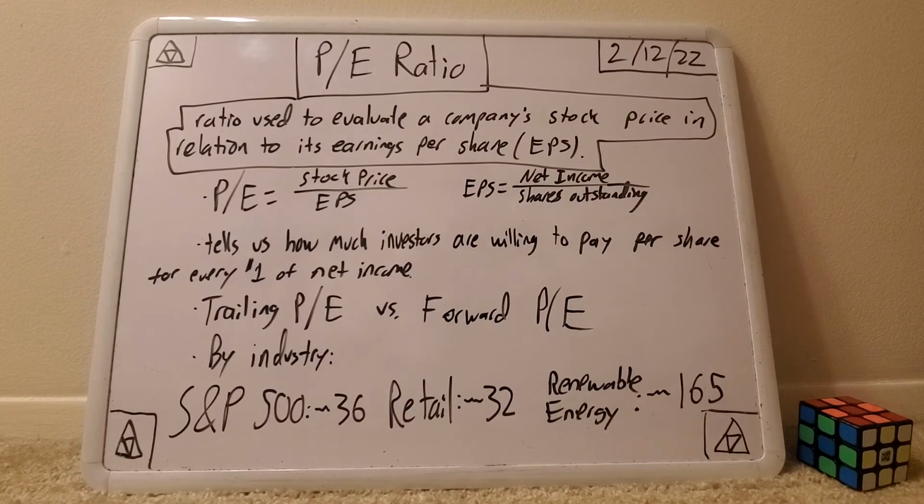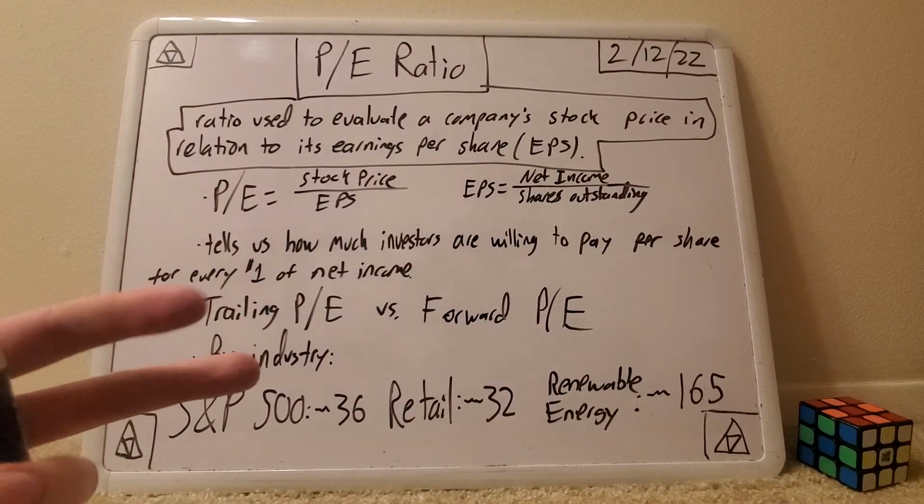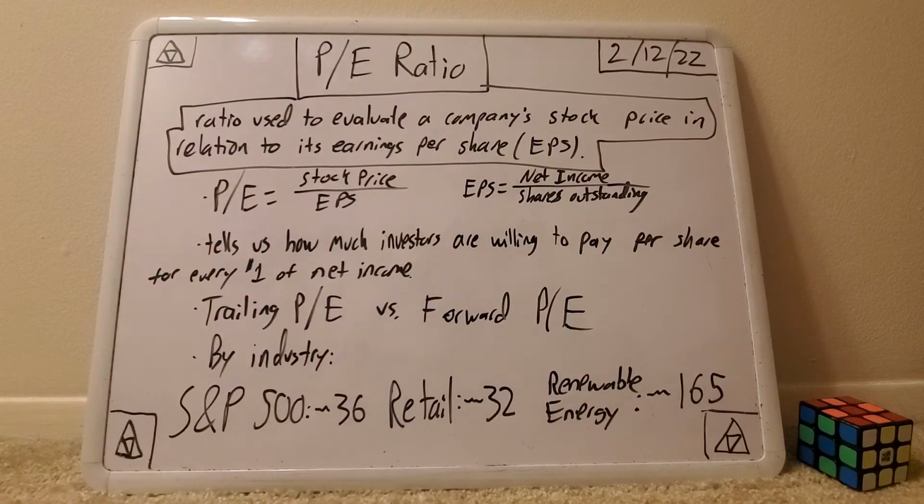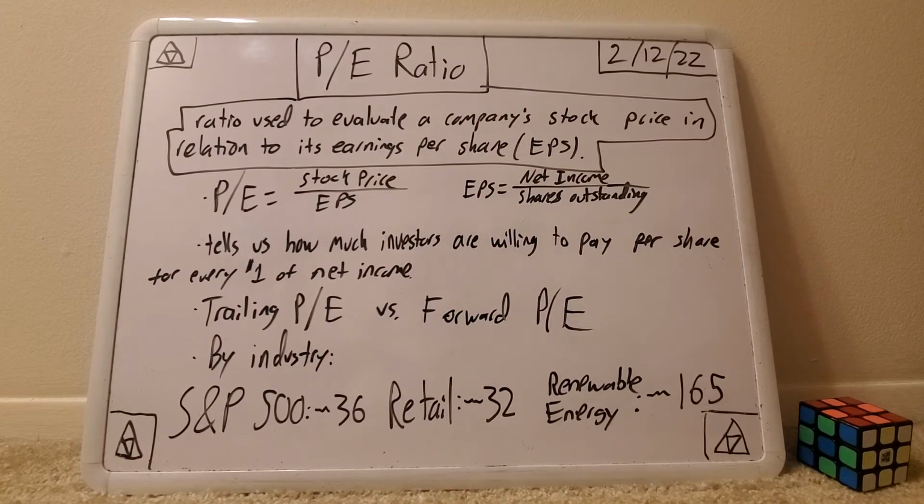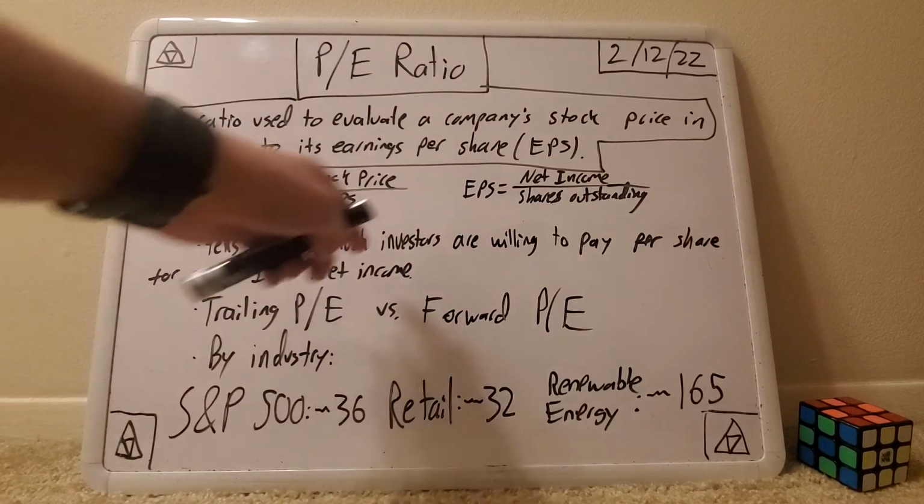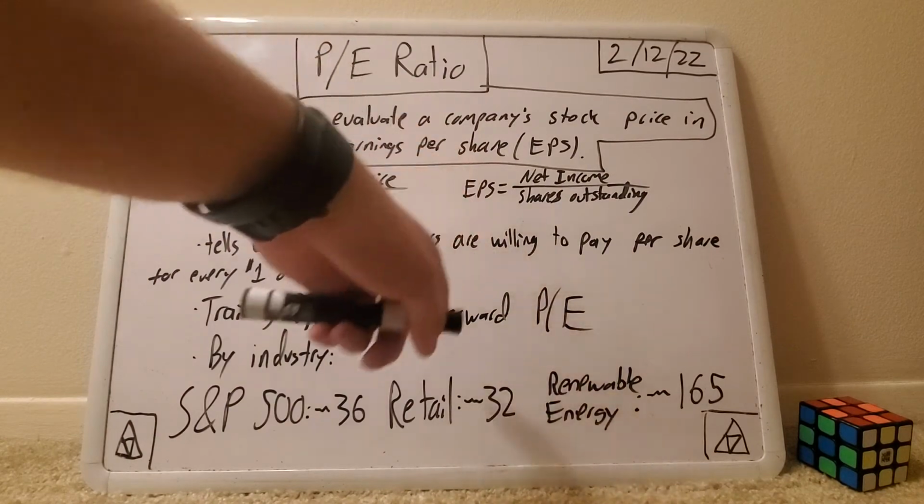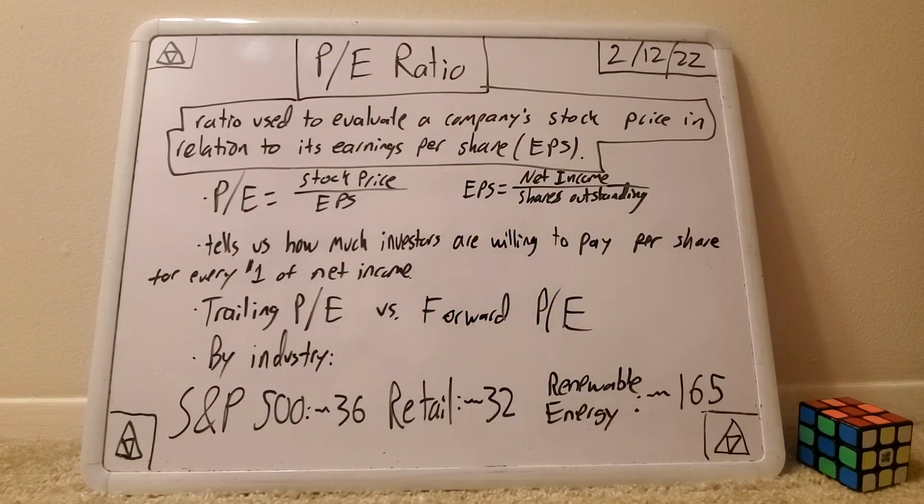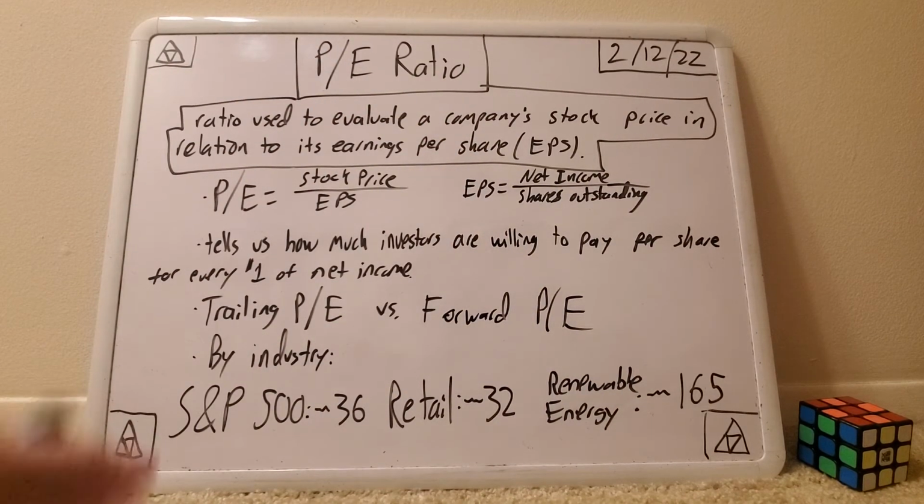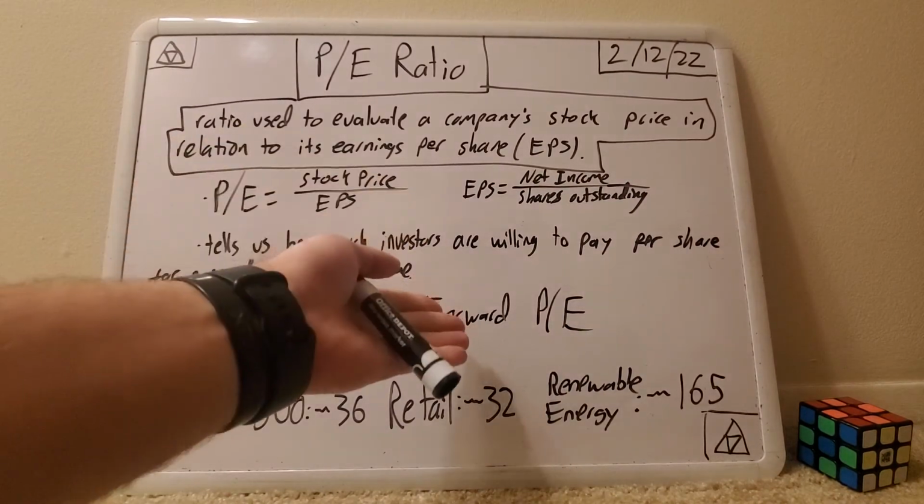And there are two main ways of looking at the PE ratio. One is the trailing PE, which takes a look at the company's past performance, so what their past net income is for the last trailing 12 months or last year. It uses that trailing information in the equation for earnings per share, which is then crossed over to the PE ratio. So you can look at the trailing PE or the forward PE.